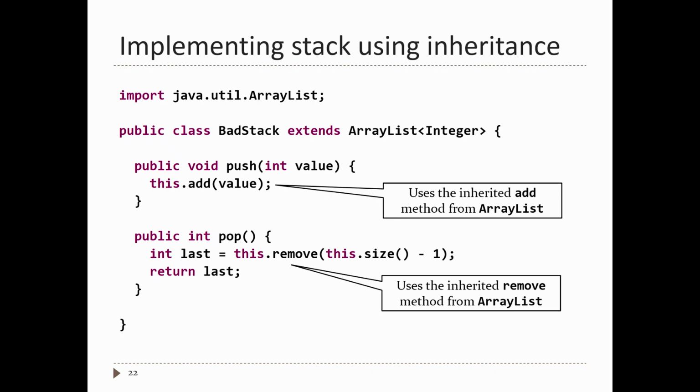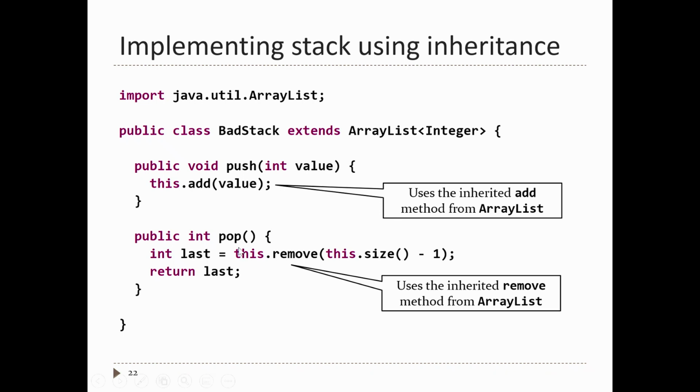So for example, to push an element onto the stack, I just call add. I can just write this.add(value). There's no list object here, there's no list field here. In our original implementation, we had to write this.fieldName.add. But now a stack is a list, so I can just call the add method, and that does exactly what we wanted. It adds that value to the end of the list, because BadStack is a list.